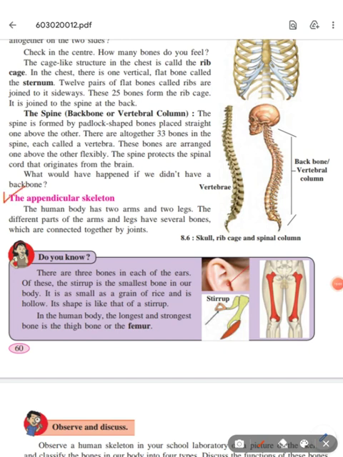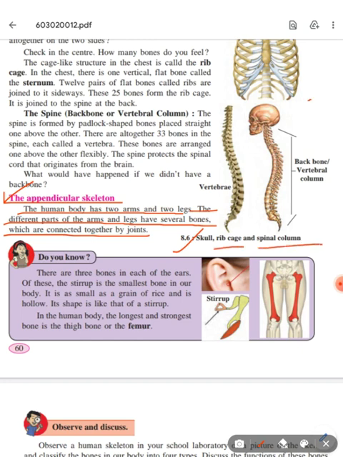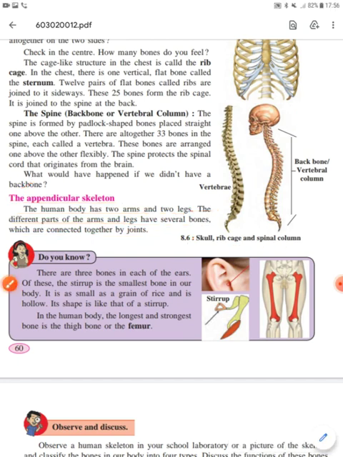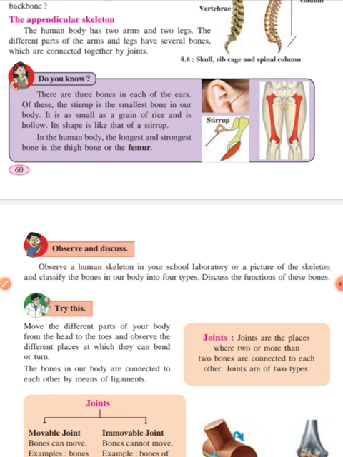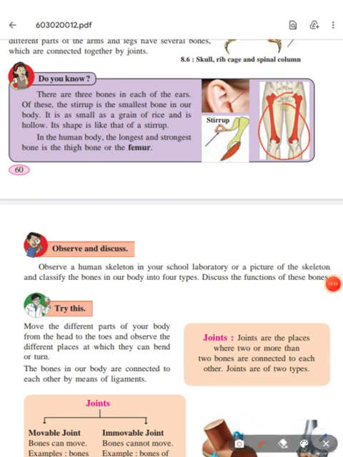After that, the appendicular skeleton. The human body has 2 arms and 2 legs. The different parts of arms and legs have several bones, which are connected together by joints. Skull, rib cage, and spine are the axial skeleton. After that, we have to learn the appendicular skeleton: legs, arms, thigh.